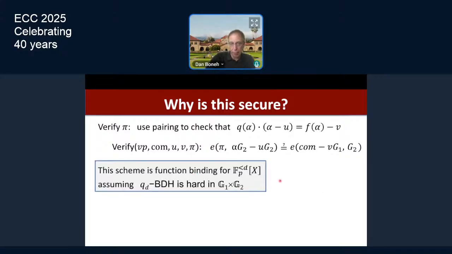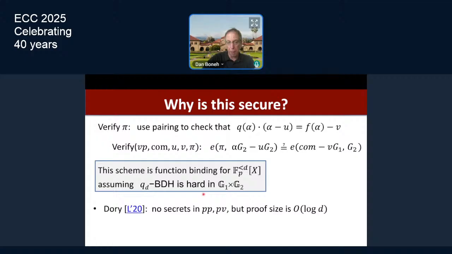Now, the scheme, again, can be shown to be function binding under the same QBDH assumption that I stated before. The assumption now, the Q value is dependent on the degree of the polynomial that we're proving, but with this, we get function binding for the polynomial. Okay, terrific. So this allows us to commit to a polynomial. There are a couple of comments I wanted to make.